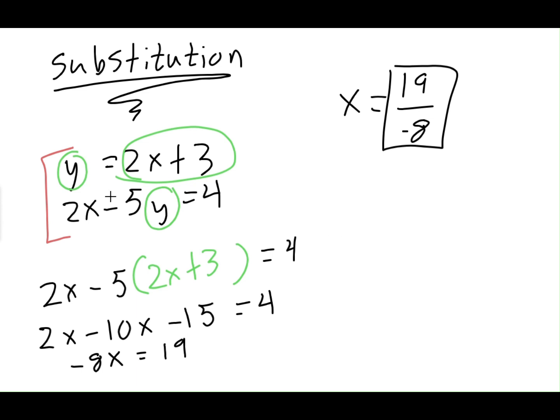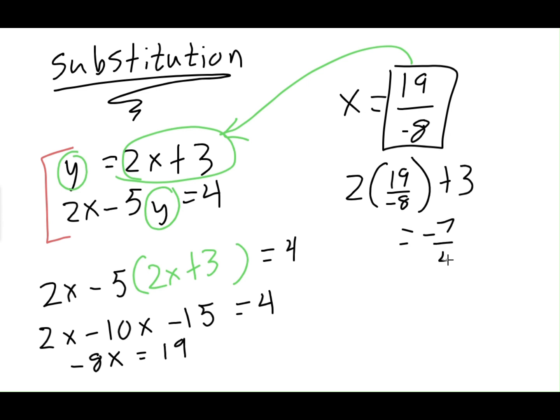So now that we know x, we can easily find y by just plugging that in here, because x is 19 over negative 8. So y is going to be 2 times that plus 3. Which, yeah, sorry, I should have chosen ones with a little nicer numbers, but that's okay. Let's grab my calculator and plug it in. That gives me negative 7 over 4 for y. So this is the substitution method for solving equations.